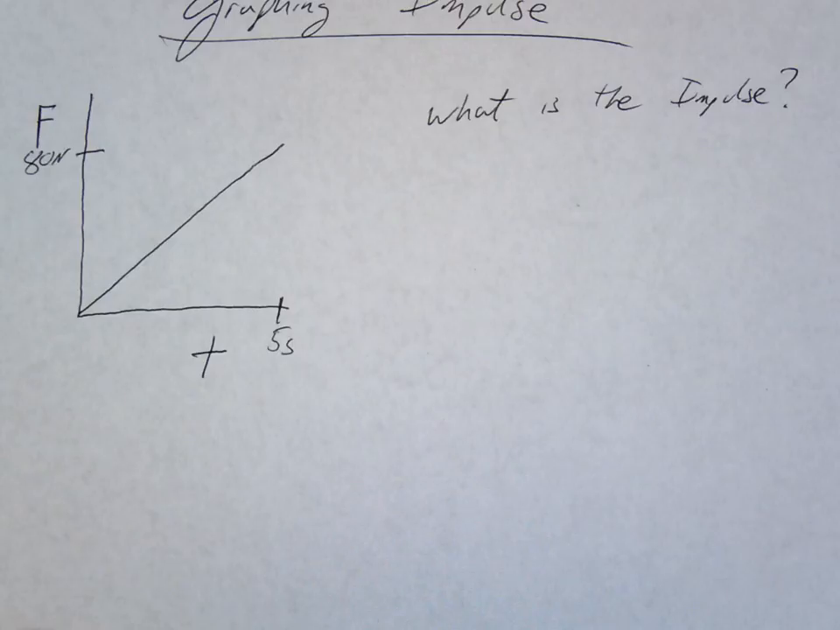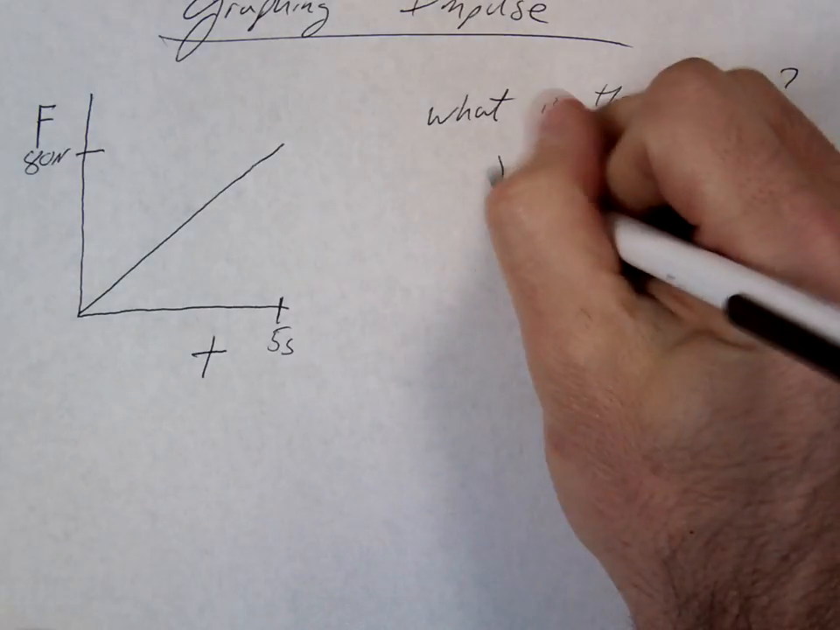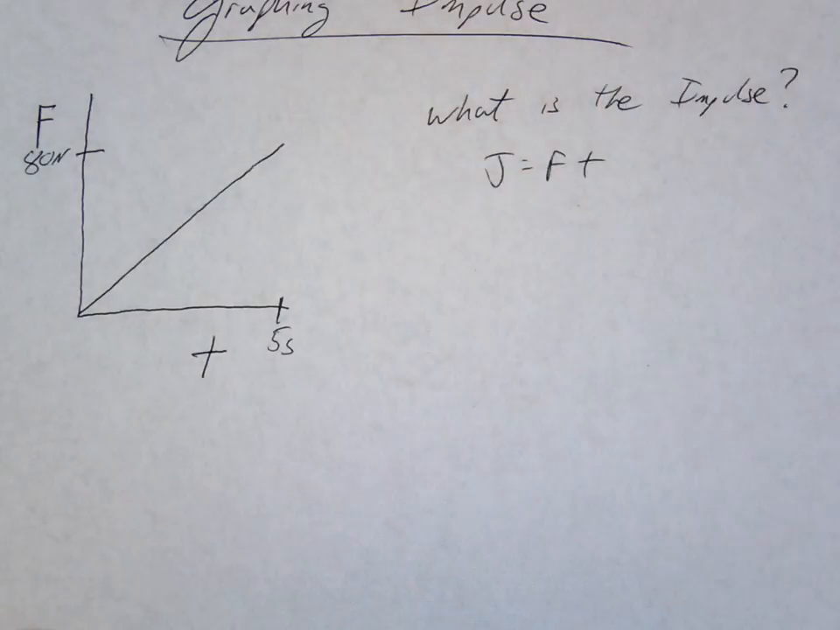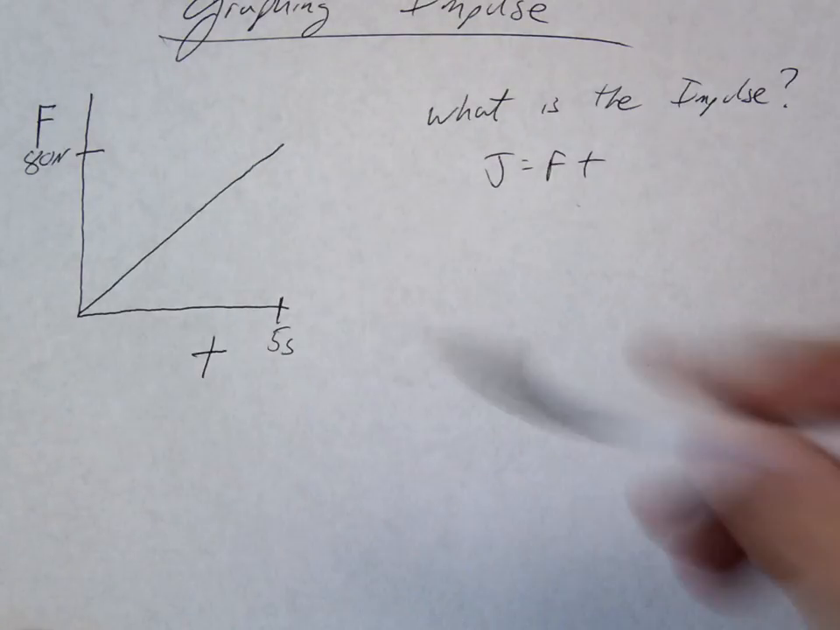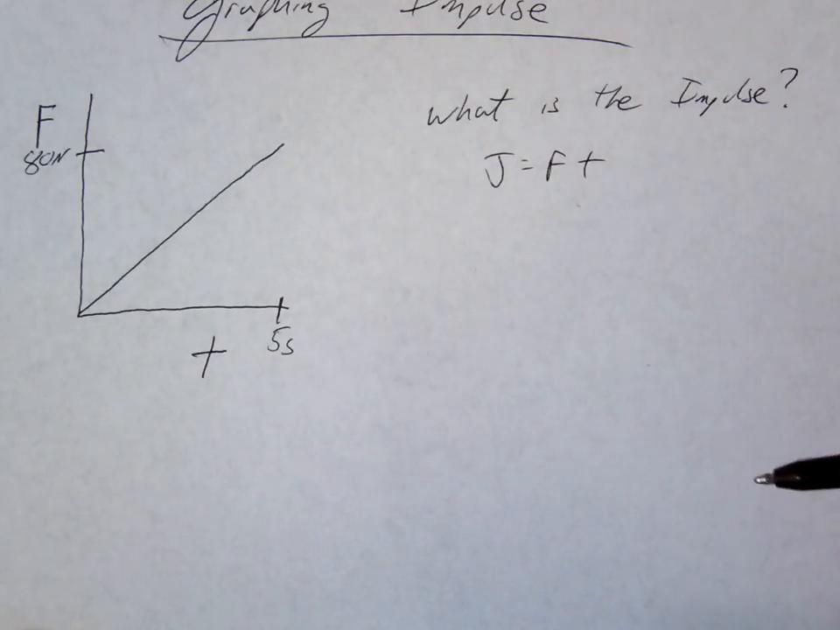Okay, so probably your first reaction would be to say, oh, well, impulse is force times time. So when I look at this graph, the force is 80, the time is 5. What's the impulse? You might say 400 because it's 80 times 5. However, 80 times 5 is 400, but that's not the right answer.